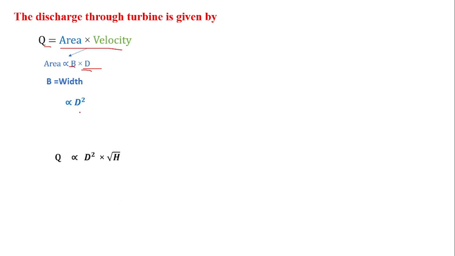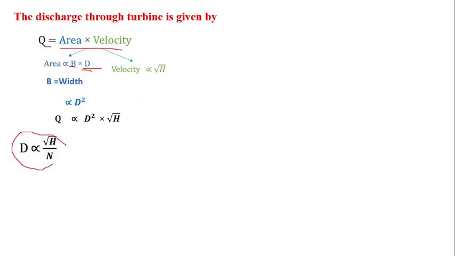The discharge through the turbine is given by Q, area into velocity, whereas area is B into D, width into diameter. B is width, so area is directly proportional to D square. Q is directly proportional to D square into root over H. We already know from the last term that velocity is directly proportional to root H. So D is directly proportional to root H by N.